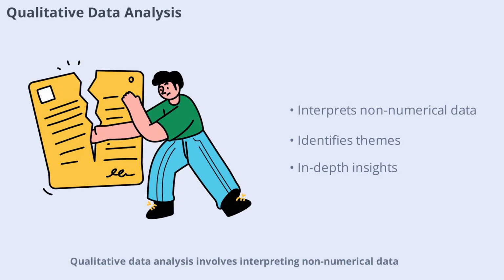Qualitative data analysis involves interpreting non-numerical data, such as interview transcripts, observations, or open-ended survey responses. Researchers look for themes, patterns, and meanings within the data. Techniques include coding, thematic analysis, and narrative analysis. Qualitative analysis provides rich, in-depth insights into behaviors and experiences that numbers alone can't capture.